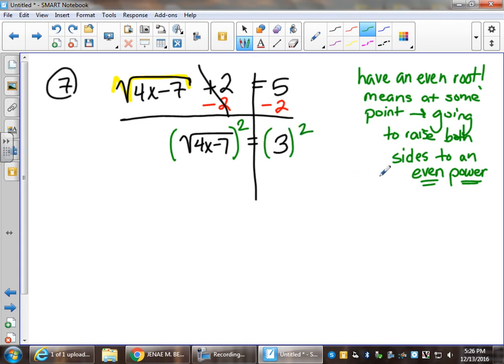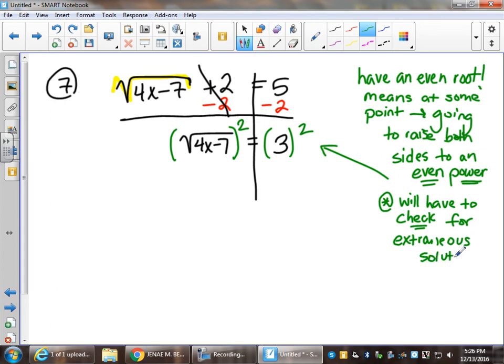In this step, we just raised both sides to an even power, which means we'll have to check for extraneous solutions at the end. So raising both sides to the second power. If you need to pause to finish writing down this note, this is a super important note, okay? Go ahead and press pause to finish writing the note and then rejoin us on the solution here.